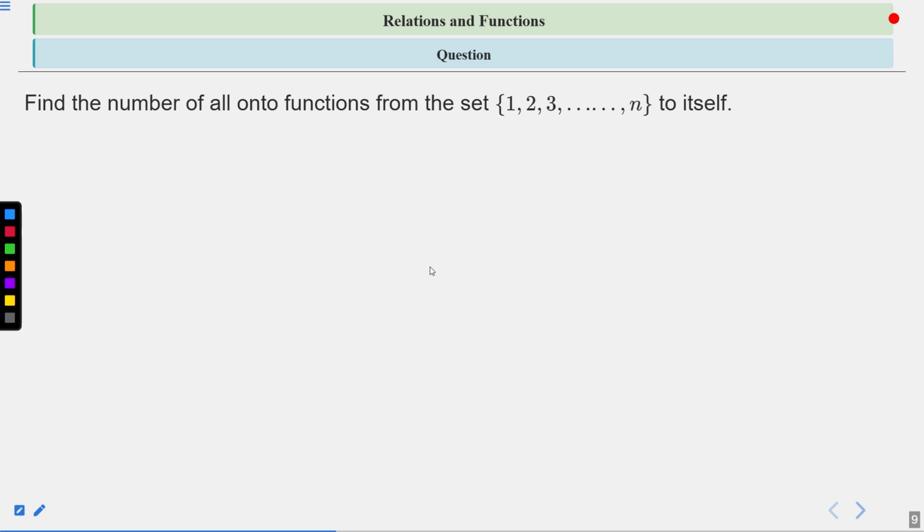So what are onto functions? Codomain should be equal to range, right? That means all the elements in the codomain set, in the range set, must have their pre-image in the domain set, for the function to be onto, right? So you have 10 seconds to solve or think about this question. After that, we will discuss the solution part.